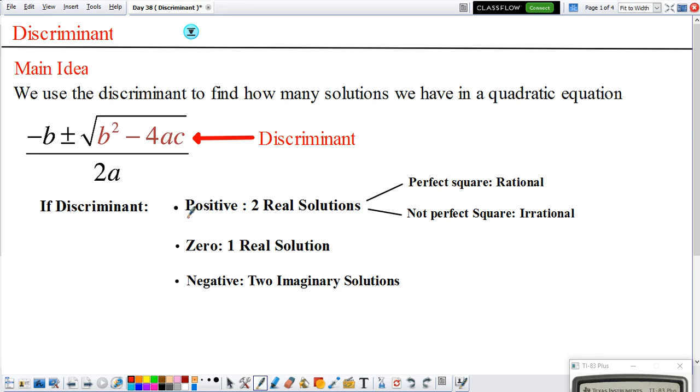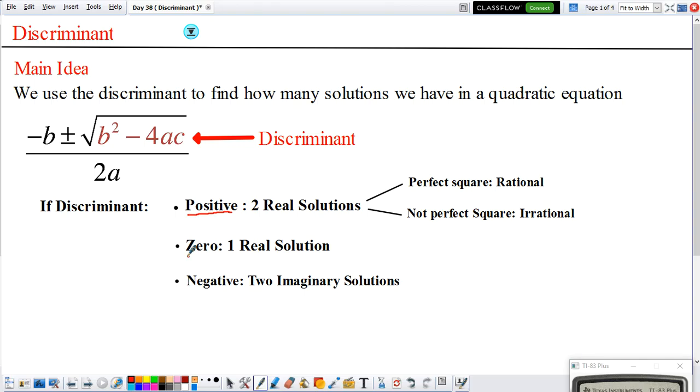The discriminant can be positive, and when the discriminant is positive, we can have two real solutions. And we can have two scenarios. If the discriminant is positive and it's a perfect square, then we're going to have rational solutions. If the discriminant is positive and it's not a perfect square, then we're going to have irrational solutions.